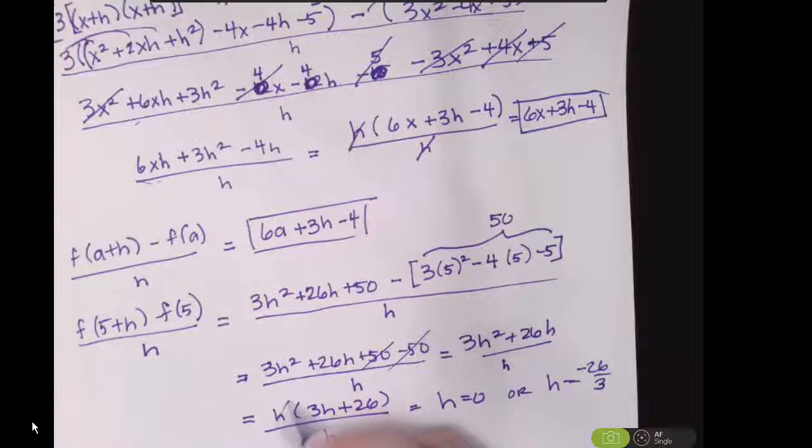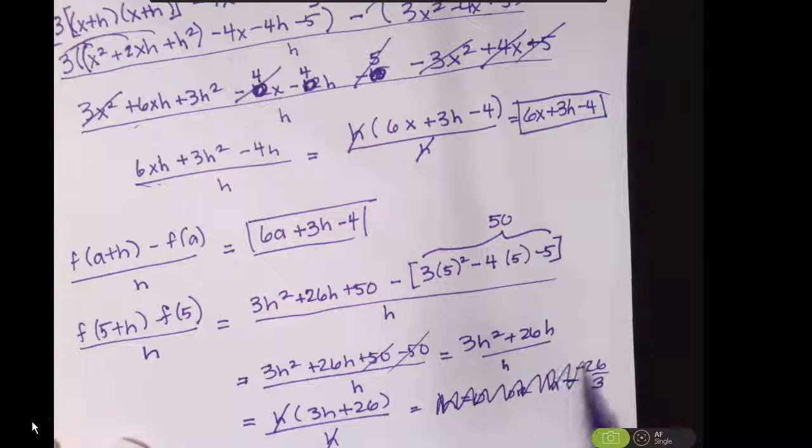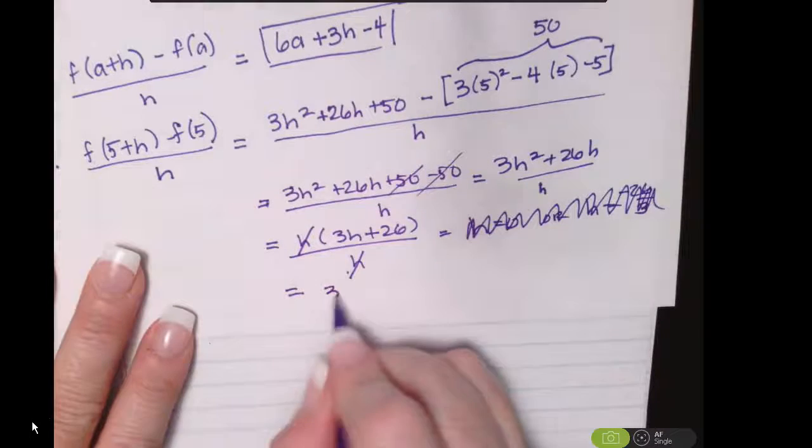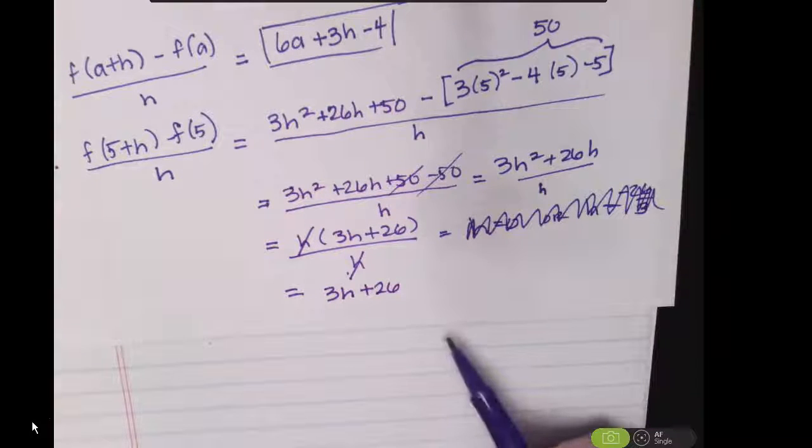Oh, sorry. I was treating that as a factoring problem, and I don't have it equal to anything, so all I can do is cancel the h's here. So I am just left with 3h plus 26. Sorry, my apologies.